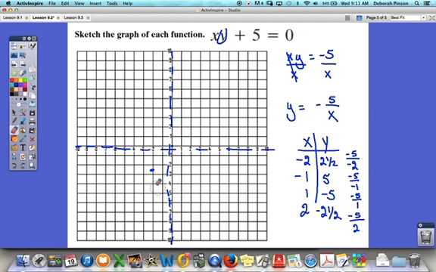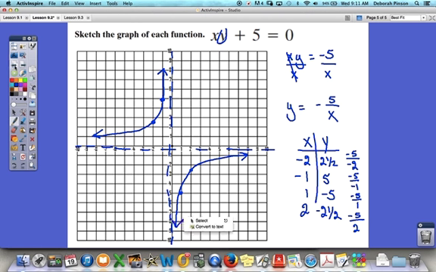Hold on, I graphed that in the wrong place. Negative 2, negative 2.5, negative 1, positive 5. All right, so there's the first one, 1, negative 5, and 2, negative 2.5. So then I'll approach here and approach there.